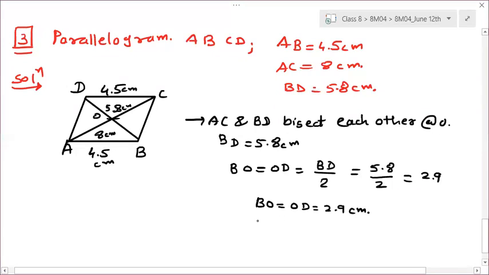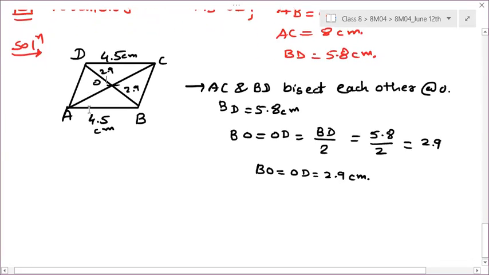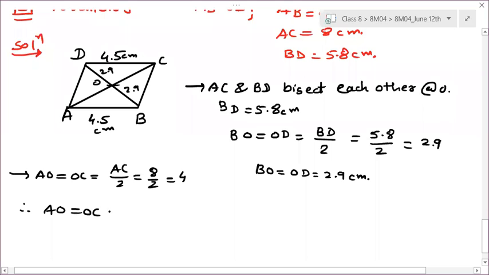Okay. Is it clear? First BO and OD. So now if I divide this, this is my 2.9. This is also 2.9. Next, AO and OC. Similarly, AO equal to OC equal to AC by 2. AC is 8. So it is 4, or not? So therefore, AO equal to OC equal to 4 centimeter.